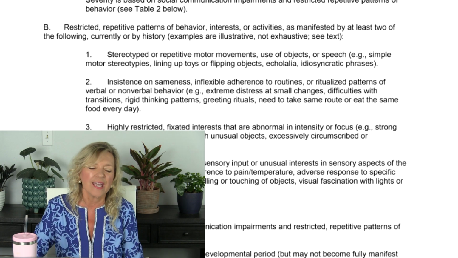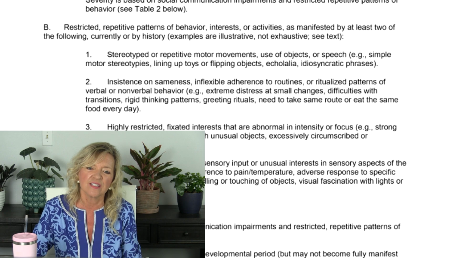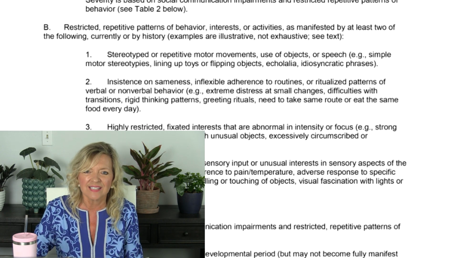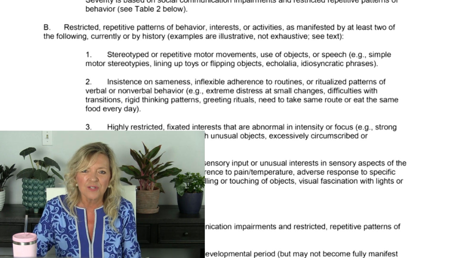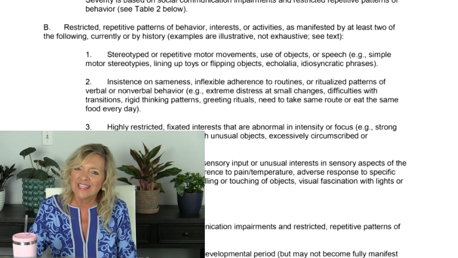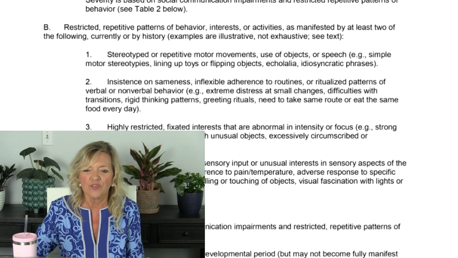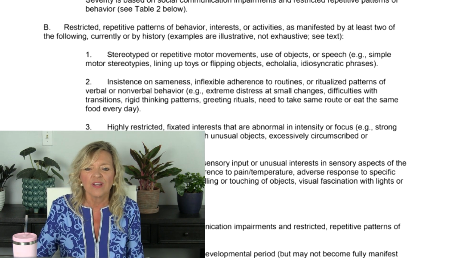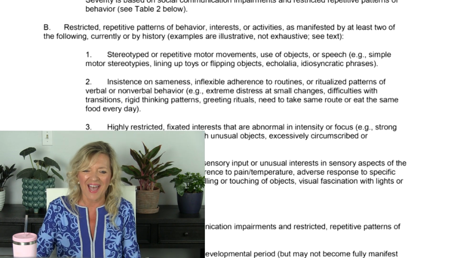So let's look at some examples that are provided in the criteria as well. Extreme distress at small changes, difficulty with transitions, rigid thinking patterns, greeting rituals, needing to take the same route or eat the same foods every day. So let's unpack this a little bit. And remember, you can get your own copy of the handouts. You can have this to refer to as you are sharing this information with parents. But let's walk through these, because this is sometimes a little more difficult to quantify for therapists, so I think this is a great way to do it.